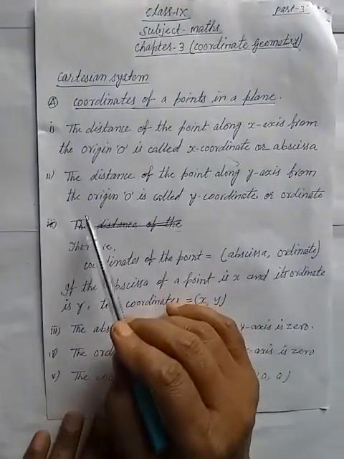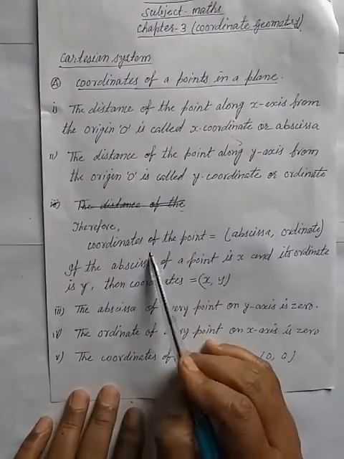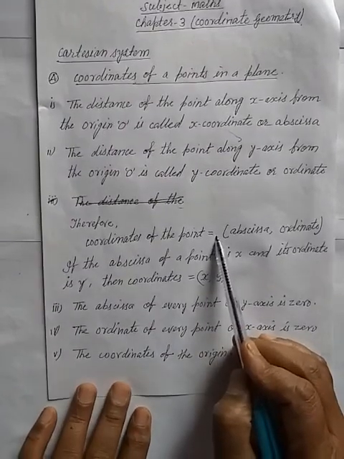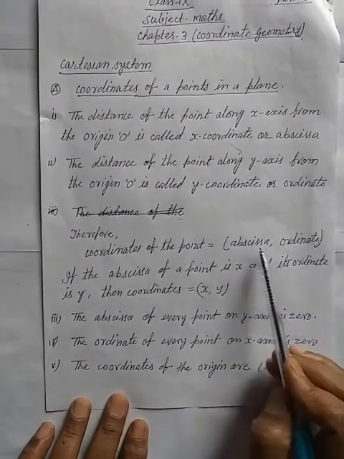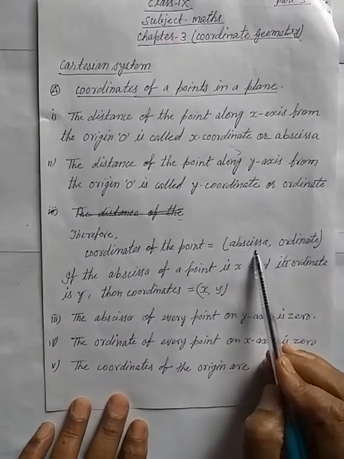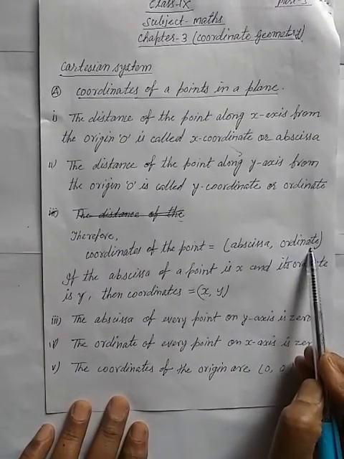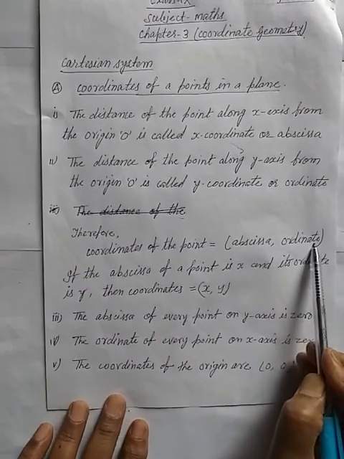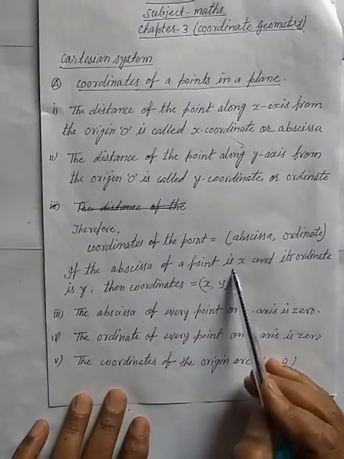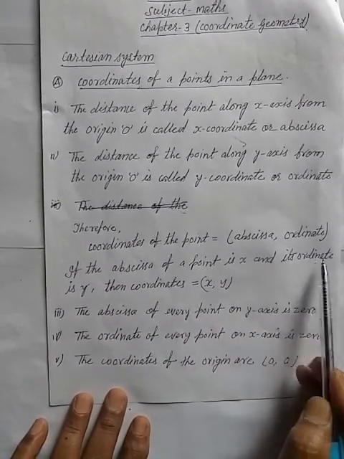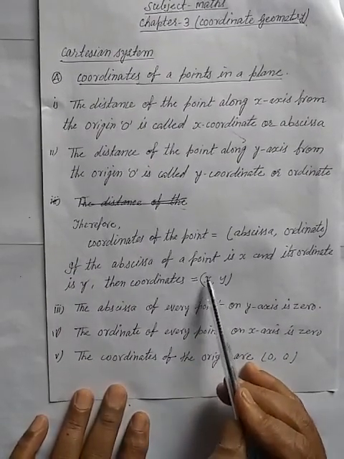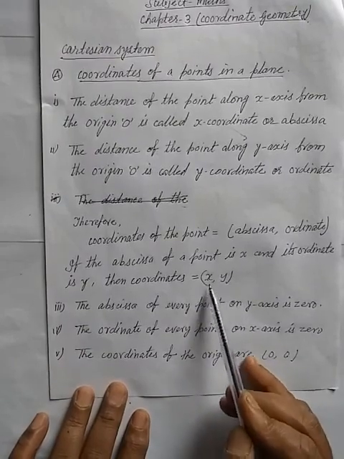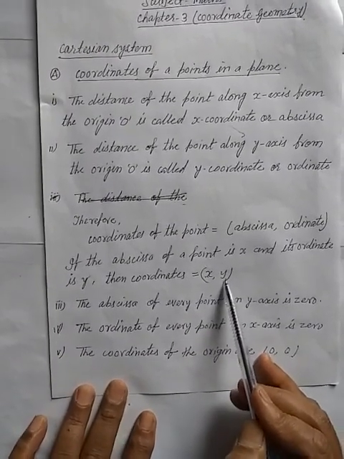Okay, so now third: therefore, coordinates of the points are abscissa and ordinate. Abscissa we have to write first and ordinate we have to write second. Now if the abscissa of a point is x and its ordinate is y, then the coordinates are (x, y). So this is abscissa and this is ordinate.